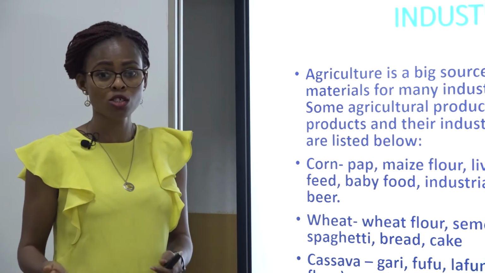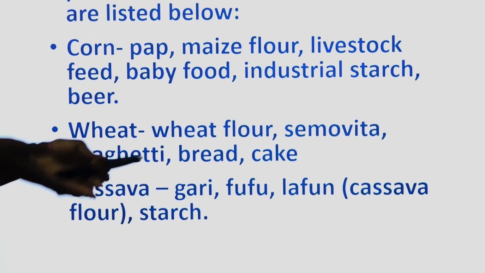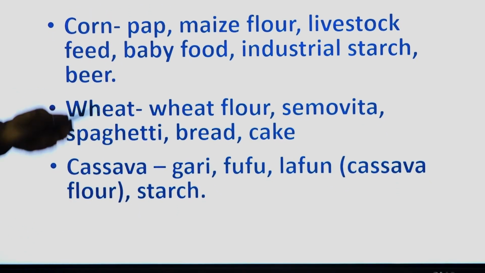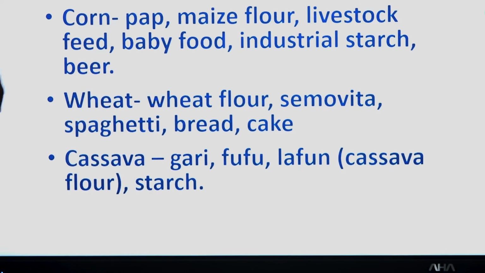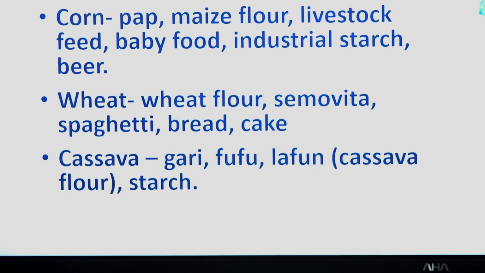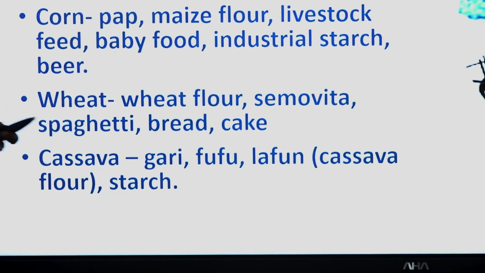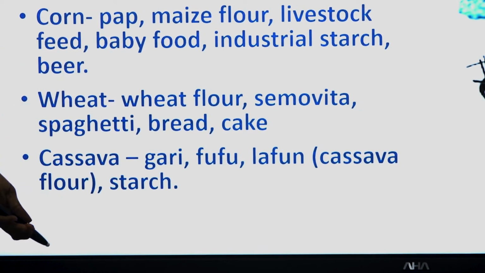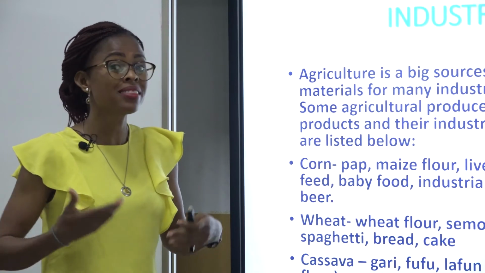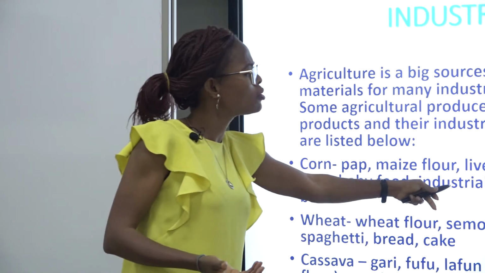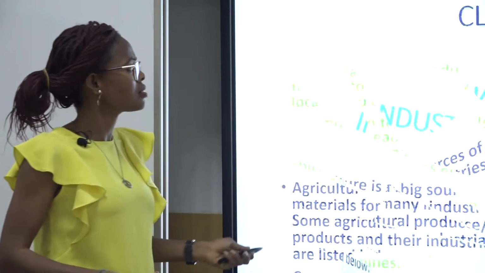Wheat is processed into what? Wheat flour, semovita, spaghetti, bread, cake. All these products are gotten from where? Agriculture. Cassava: from cassava you can produce gari, you can produce lafun, you can produce starch. So many things can be produced from agriculture.